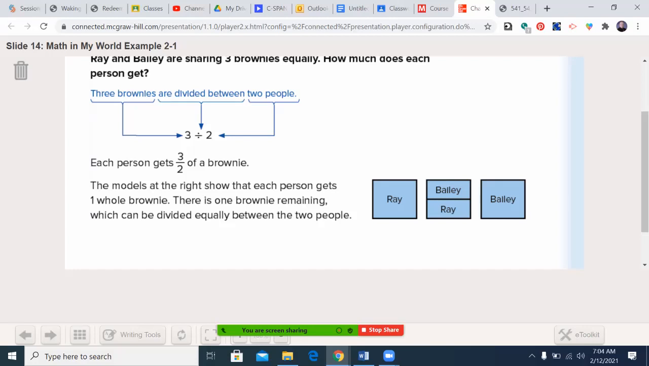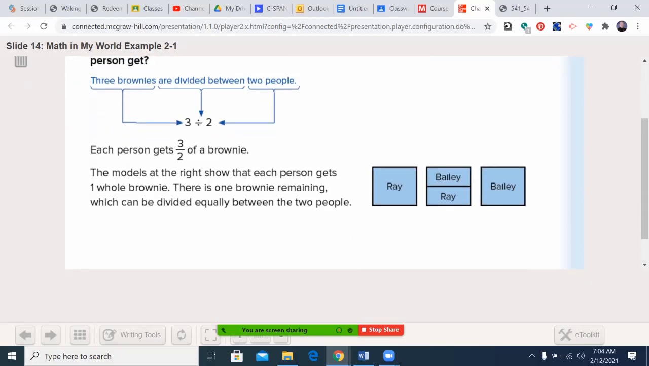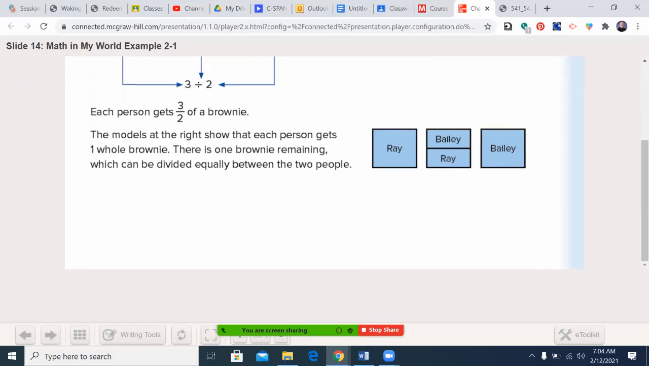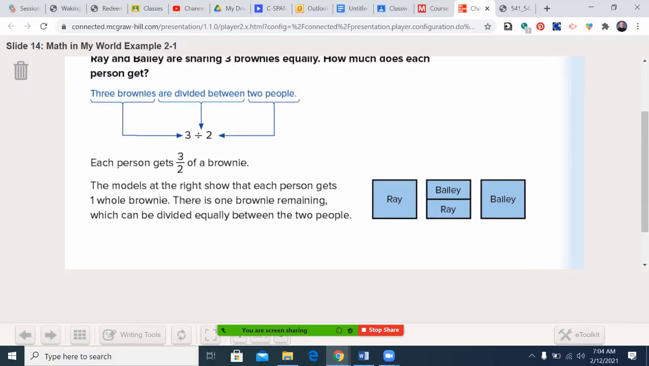Now, if you think back to when we started doing models of division, particularly with decimals, there's a relationship between decimals and fractions. Remember, we start putting them in groups. Here's Ray's group, here's Bailey's group. Each of them gets a brownie. But there's 1 whole one left over, and we need to regroup it. Instead of regrouping into 10 pieces like we did with decimals, we'll regroup it into 2 because it only needs to be split between 2 people. So now we have 1 whole brownie plus a half a brownie.